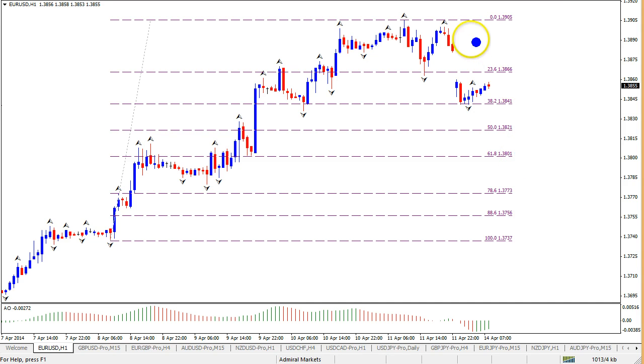The other option, of course, is that some kind of triangle is being built here throughout the beginning of the week, and then the break of that triangle could see the continuation of this euro dollar from this level up to 139.70, 140 for the moment.